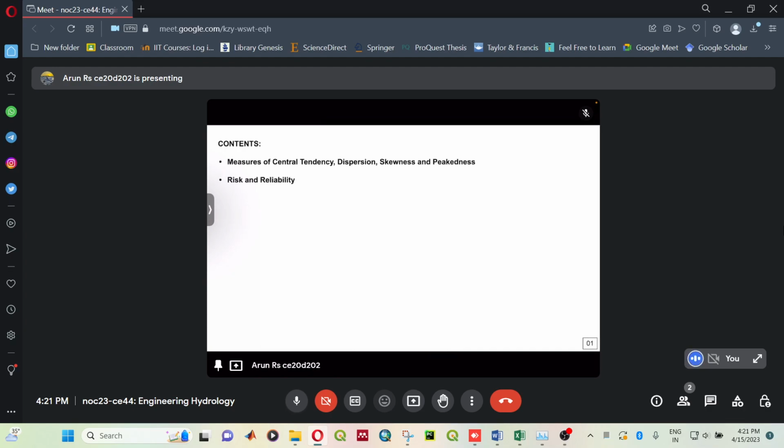And in week 12, the topic is related to the estimation of the risk and reliability for the design of hydraulic structures. So we'll be seeing how to find out the risk and the reliability, and if risk is given, how to estimate the return period, and vice versa. These questions are being asked repeatedly in competitive examinations. So we'll be seeing different types of questions which can possibly come in any of the competitive examinations which you might take.